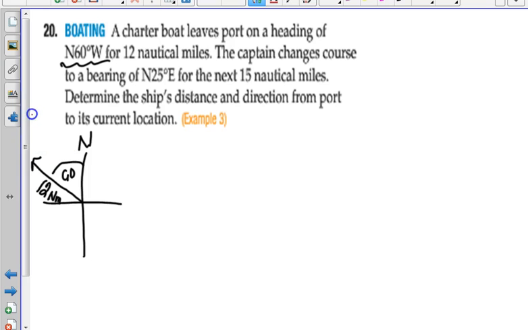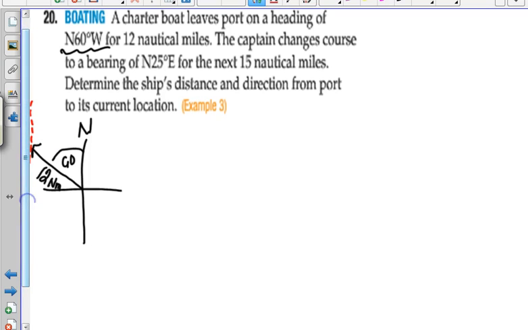So it really is happening out here at the end of this is the next vector. He changes course off of north 25 to the east. But we can do it as two separate vectors. It doesn't matter. And then he goes 15 nautical miles. And we're supposed to determine the direction and distance from port. This is actually one that it wouldn't be that hard to do with law of cosines, but I'm going to stick with the method we've been doing.